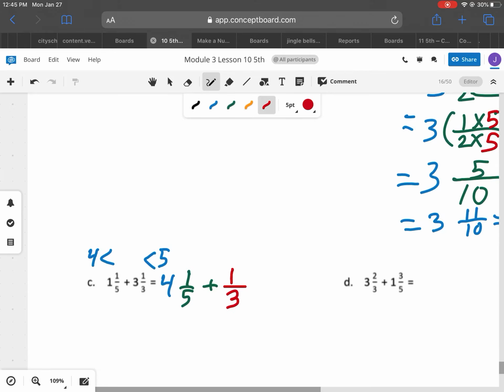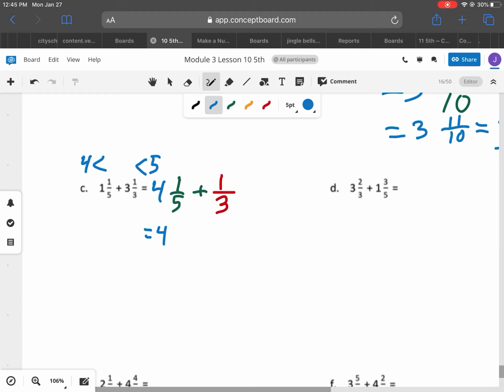All right. Move up so you can see it a little better.